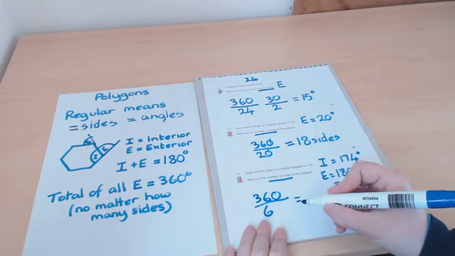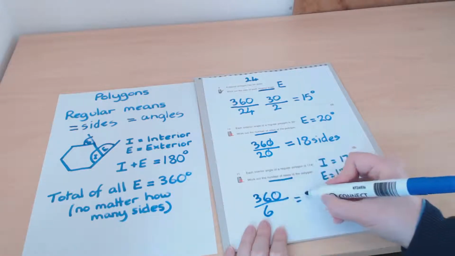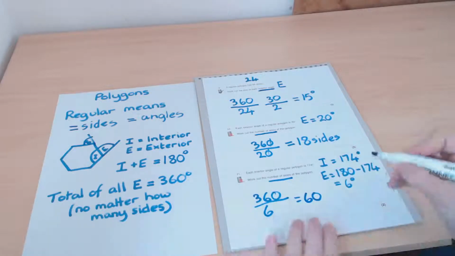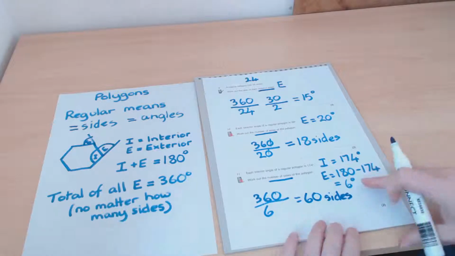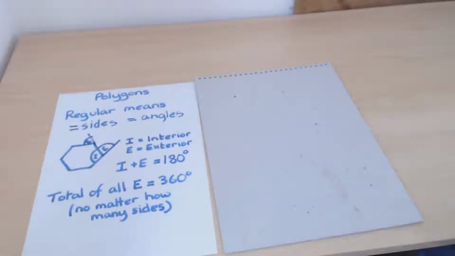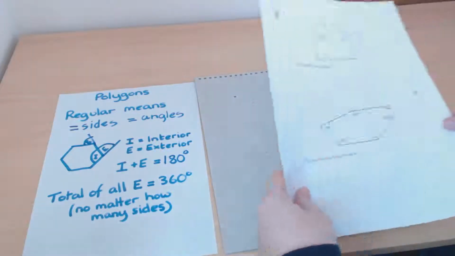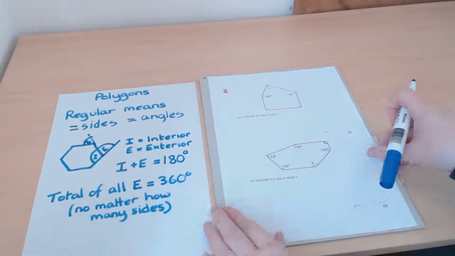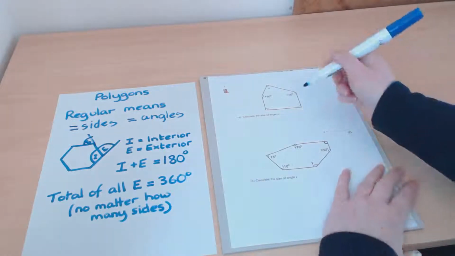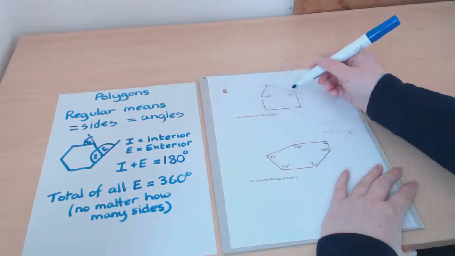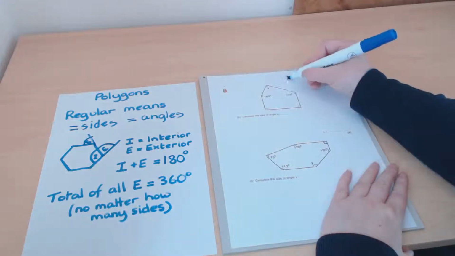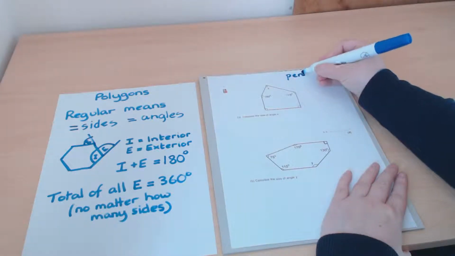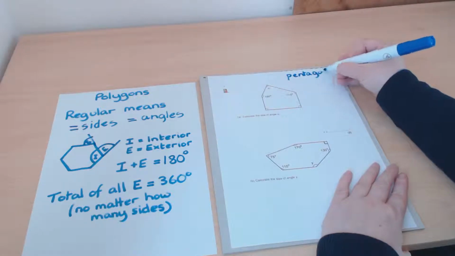So 6 into 36 would go 6, so it's 60 this time. So we've got 60 sides. Okay, just going to look at a couple more, slightly more challenging ones, just to give you a bit of extra practice here. So at the top here, we've got a 1, 2, 3, 4, 5-sided shape. So that's a pentagon. It doesn't look like a regular pentagon, but it is a pentagon.